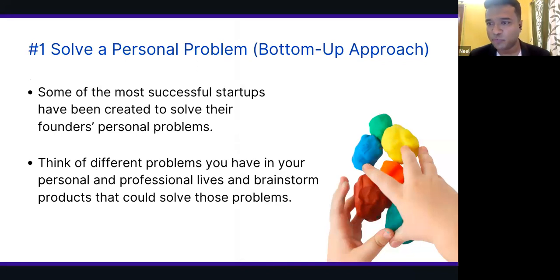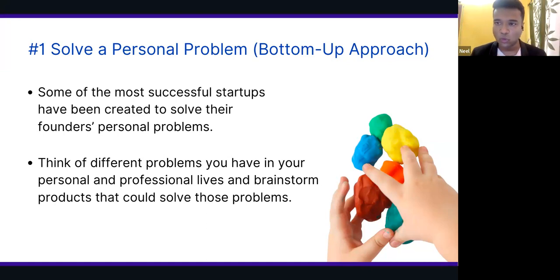Now, the first framework that we are going to talk about is solve a personal problem. It's what we call the bottom-up approach. Some of the most successful startups that you know have been created from the founders' personal problems. At the end of the day, you need to recognize some of the problems that you are facing. If you are facing a certain problem, like last class, someone said carrying the school bag is heavy, right? That is a personal problem that you are facing. Maybe because you are facing that problem, you will be able to understand the different areas that need to be considered while coming up with a solution, maybe the structure.